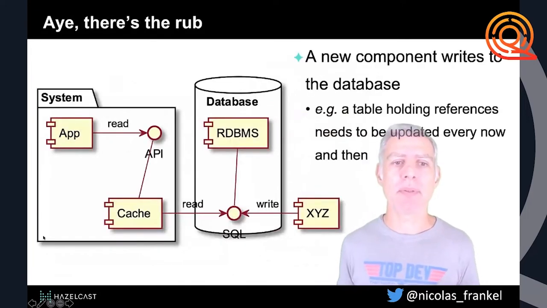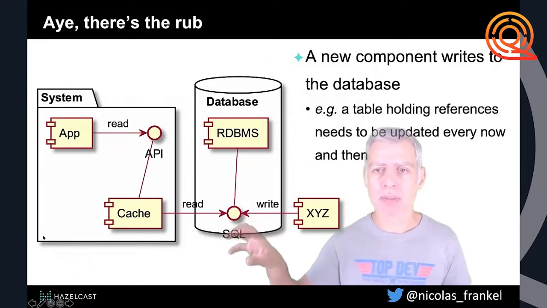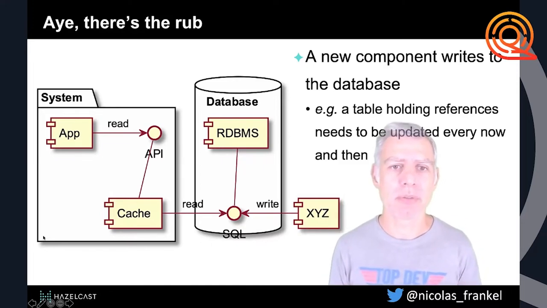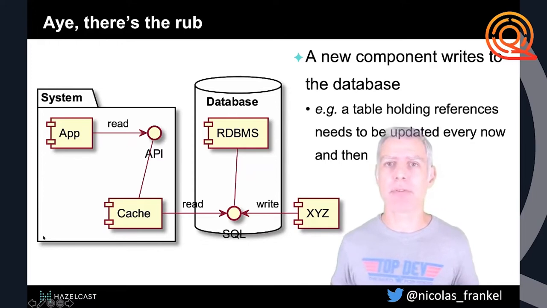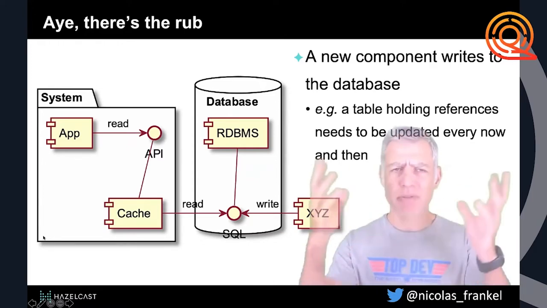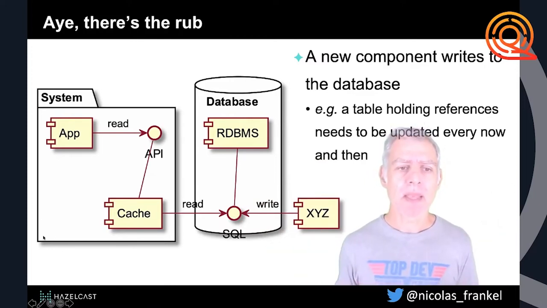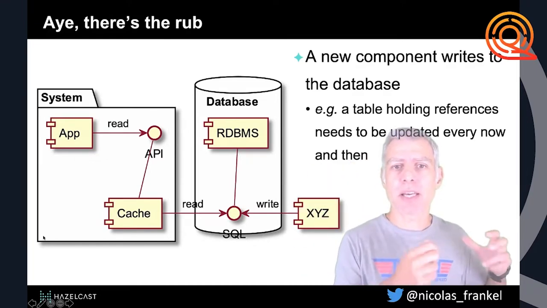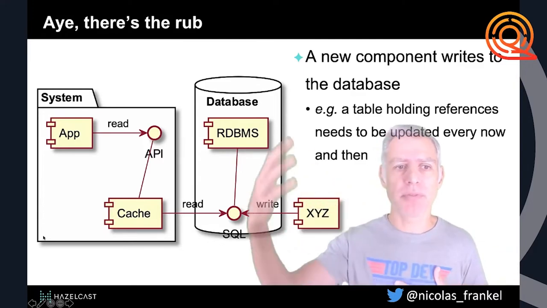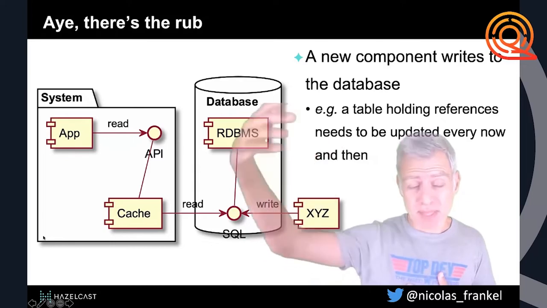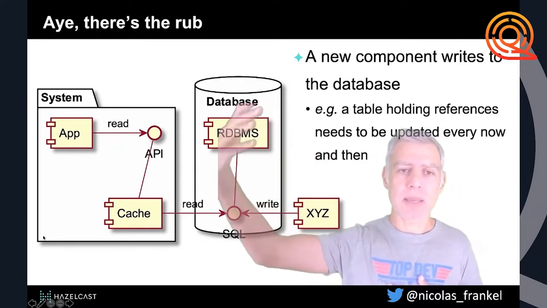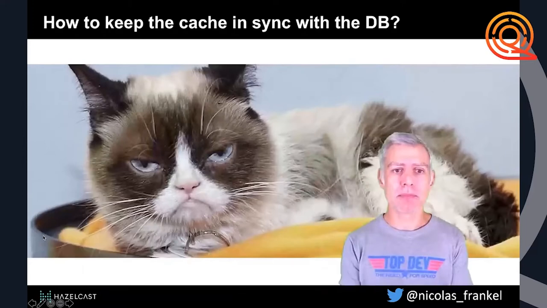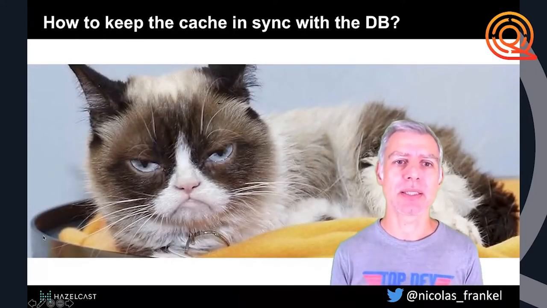Most of the time, what will happen is that you've got a third-party component that will update the database regardless of the application. And in general, those are reference tables. So you might have a registry of customers or a registry of countries or anything, and you want to have them up to date. And the problem is that if the cache has already been loaded with those references, you can update the records in the database and the cache won't reflect those changes. So the main problem is how do we keep the cache in sync with the database?